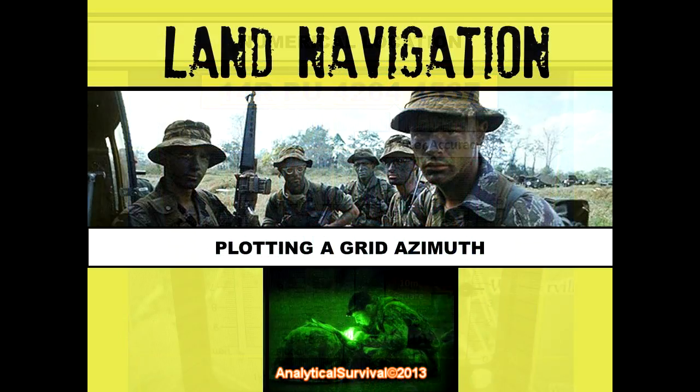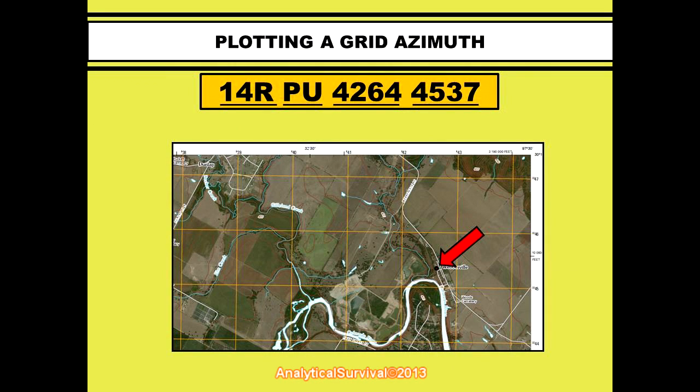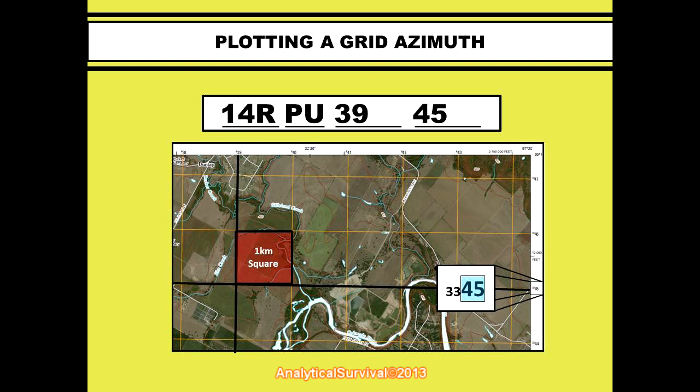And this 8-digit grid coordinate gives us a 10-meter accuracy. Now, let's go ahead and quickly plot a grid azimuth. Let's start with our location here in Weberville, and our coordinate is already stated in the gold box above. Let's say that we're going over here to this fork in the river. We already know that we're in UTM grid zone 14 Romeo, and we also know that we're in the 100-kilometer square identifier Papa Uniform. From here, we merely construct the numerical coordinate. Our easting is 39 and our northing is 45, which renders us this 1-kilometer square grid.